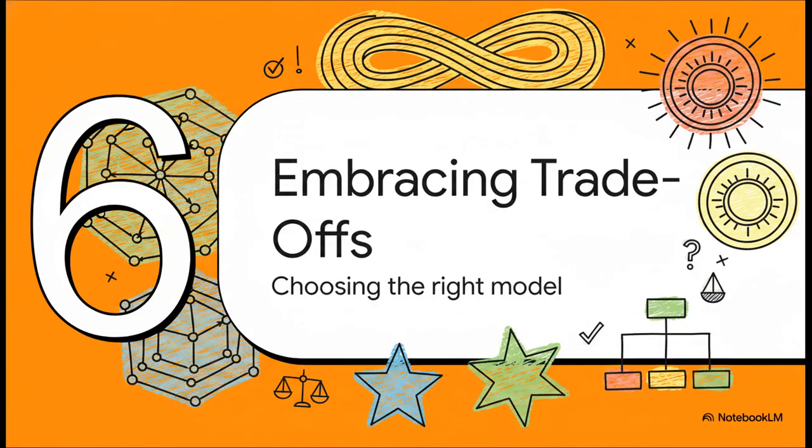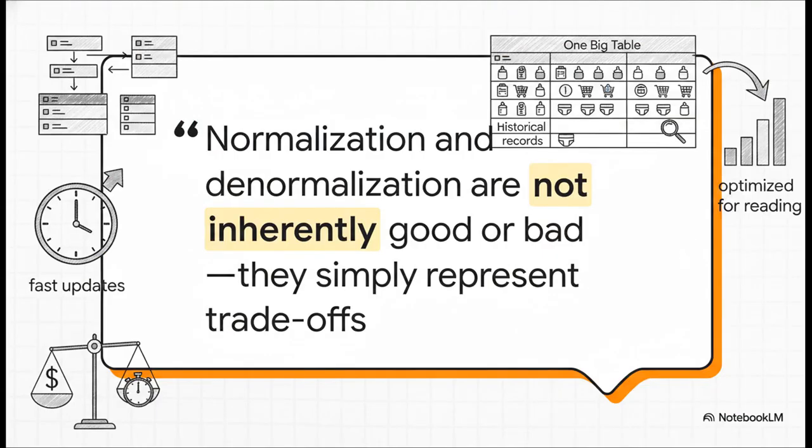Finally, Part 6, Embracing Model Trade-offs. Synthesizing this micro to macro journey of data modeling is essential for any modern technologist. I really want you to anchor on this core philosophy directly from our text. Normalization and denormalization are not inherently good or bad. They simply represent trade-offs in terms of performance of reads and writes and implementation effort. That last part, implementation effort, is absolutely critical.